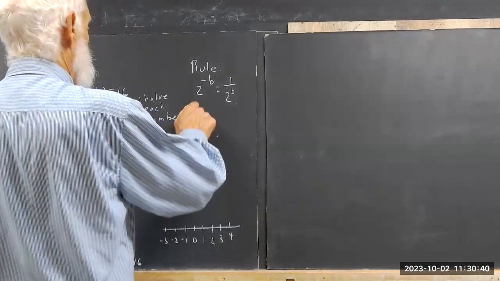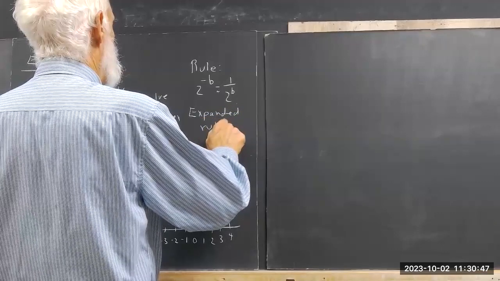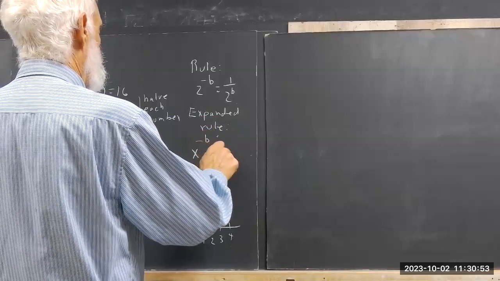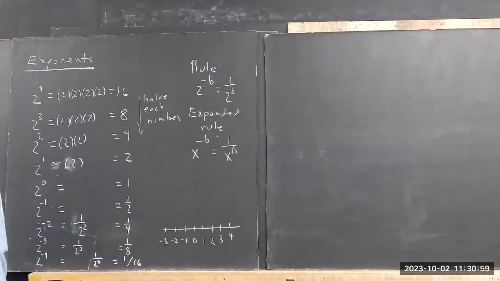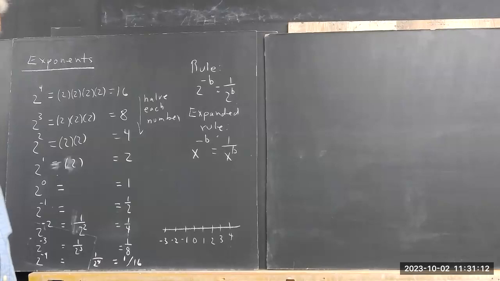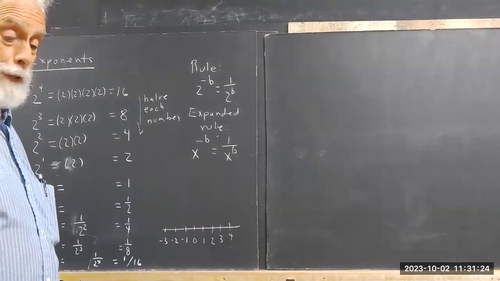Okay, the expanded rule: any number with a negative b equals the reciprocal of that number raised to the b power. Now, this is a very important rule that, in my experience, pre-calculus students very seldom remember when they come into the course. I think they haven't solved enough problems. They haven't done enough drill to make that rule second nature.